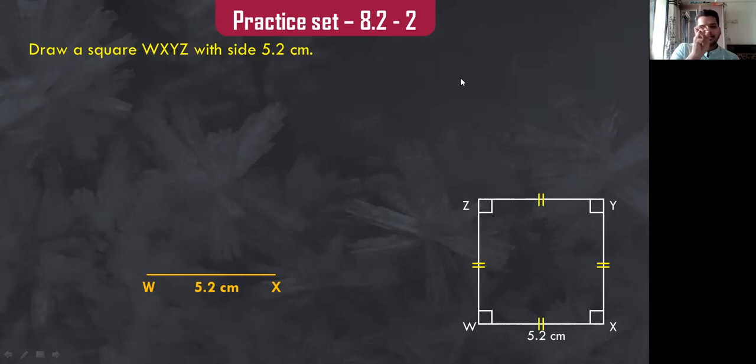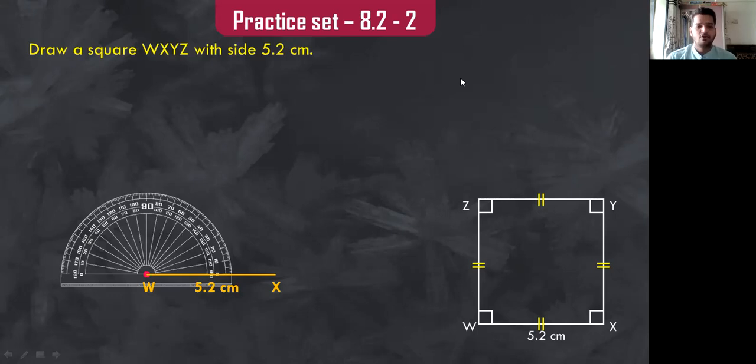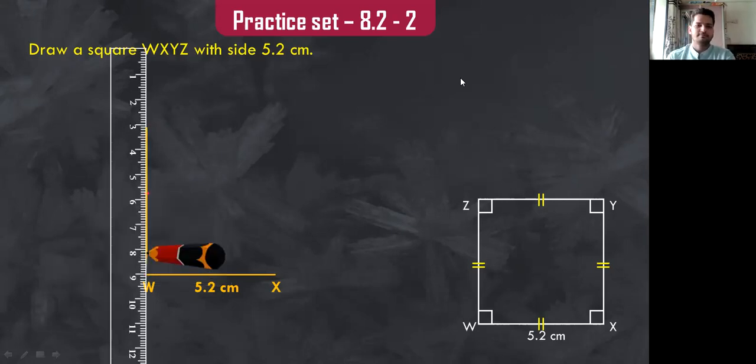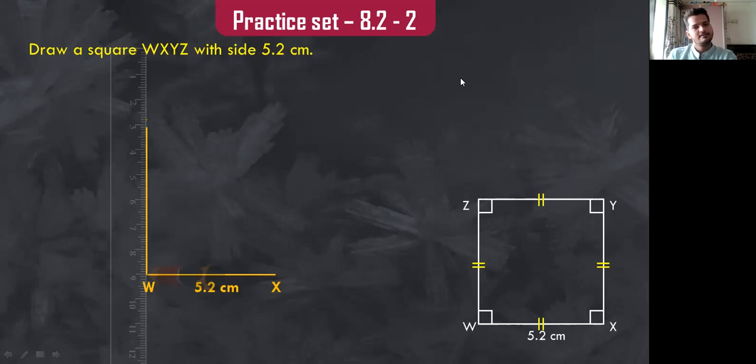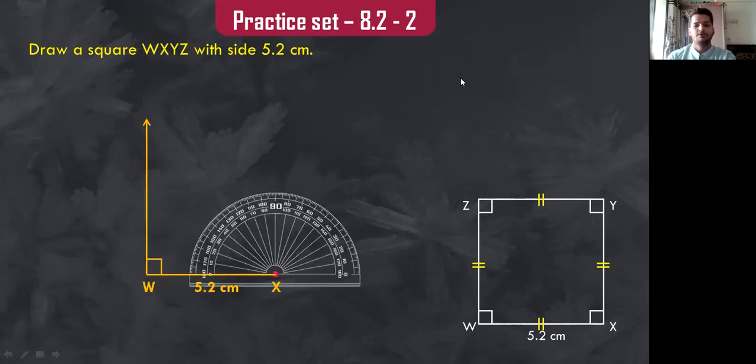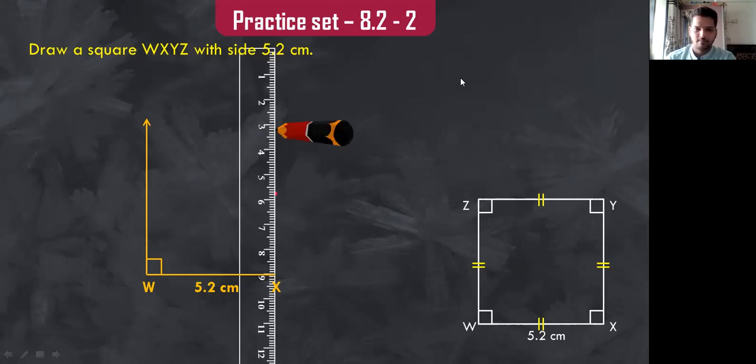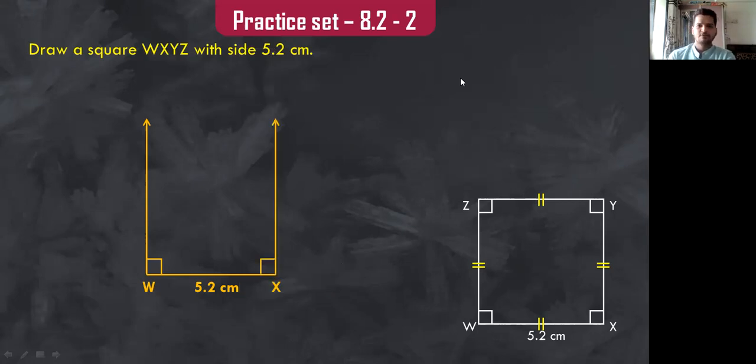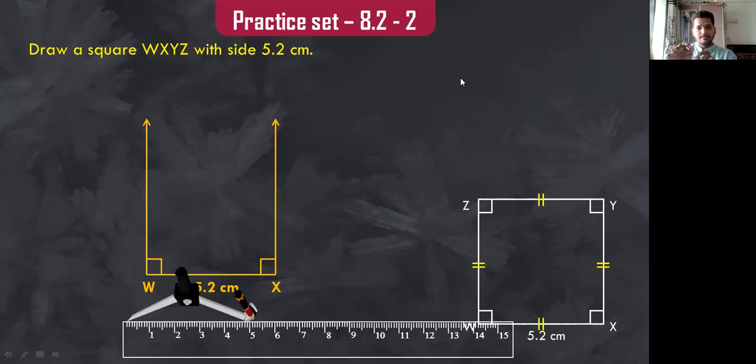Correct. W has an angle of 90 degree. So keep a protractor on the point W. Mark 90 degree. Draw the line segment. Same process we will continue on the point X. Mark 90 degree with the help of a protractor. Draw the line segment. As we all know, the distance between W and Z is 5.2.